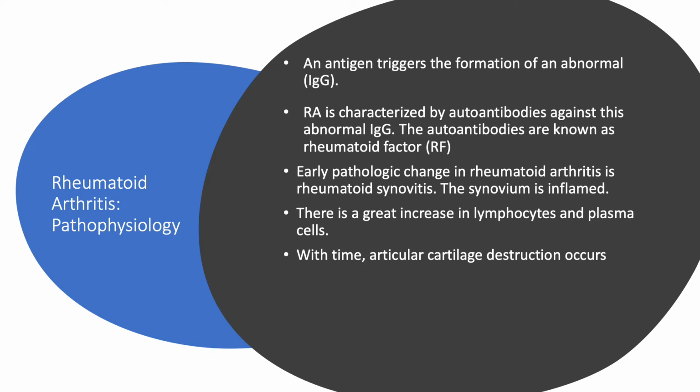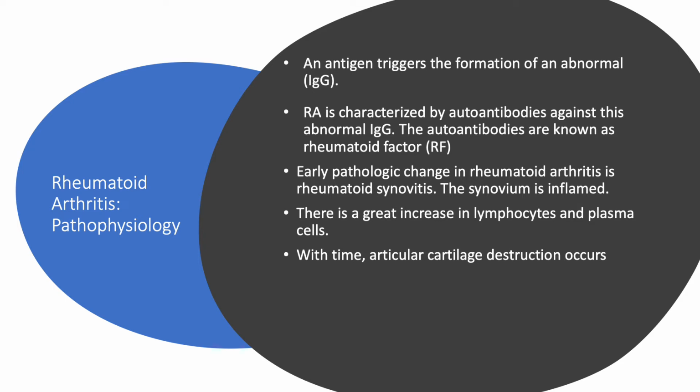So rheumatoid arthritis is caused when an antigen triggers the formation of an abnormal IgG. Remember, an antigen is something that stimulates the immune system. These autoantibodies against the abnormal IgG are called rheumatoid factor, and we can test for them in the blood. So early on, we start seeing a rheumatoid synovitis, or inflammation of the lining of the joint. There is also an increase in lymphocytes and plasma cells, and then over time, articular damage happens, and cartilage is damaged in the joints.